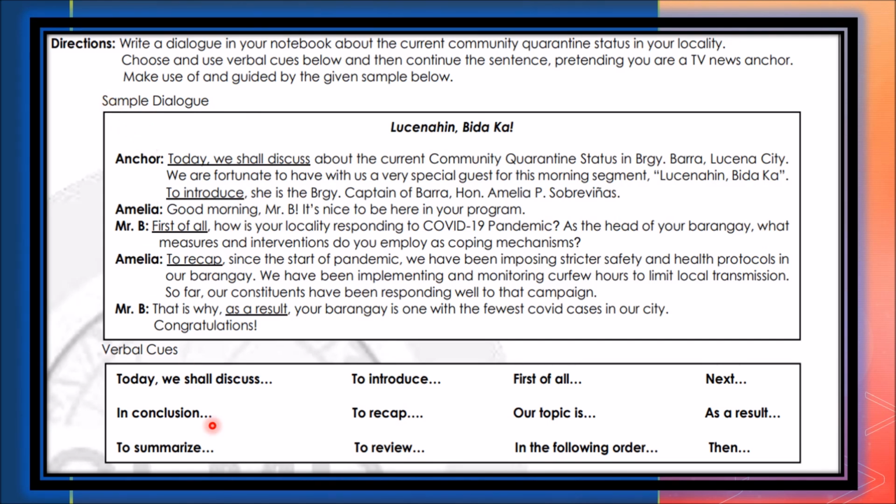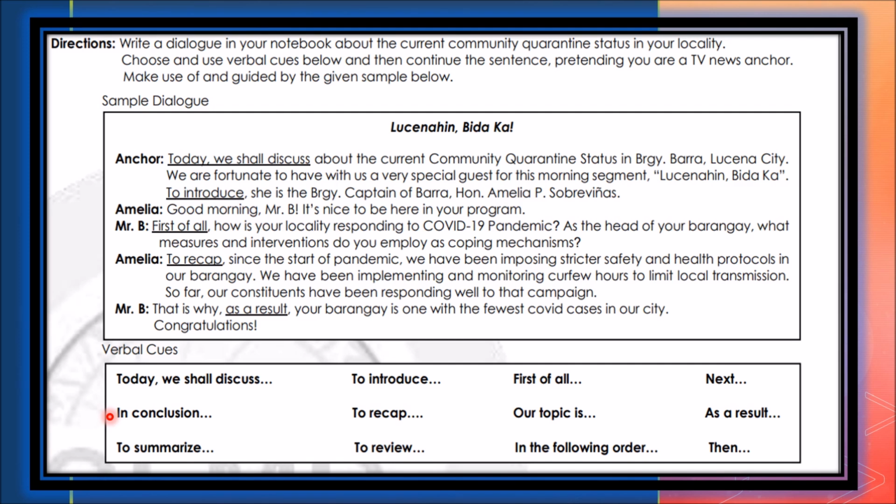So how about the verbal cues? Today, we shall discuss, in conclusion, to summarize, to introduce, to recap, to review. First of all, our topic is in the following order. Next, as a result, then. So, what are these? These are the verbal cues.